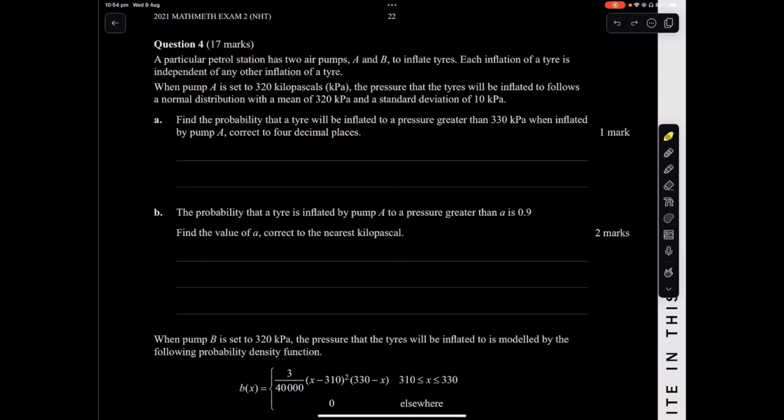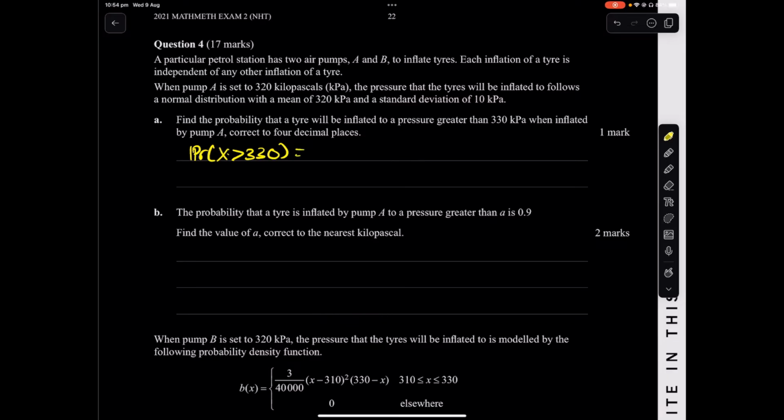Question 4. A particular petrol station has 2 air pumps, A and B, to inflate tires. Each inflation of a tire is independent of any other. When pump A is set to 320 pascal, the pressure that the tires will be inflated to follows a normal distribution with a mean of this and a standard deviation of this. Find the probability that the tire will be inflated to a pressure greater than this. So, the probability that the tire is greater than 330 by pump A.